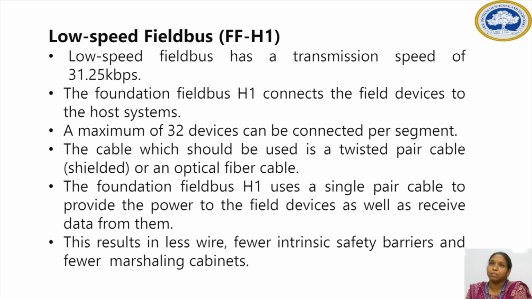Low speed field bus. Low speed field bus has a transmission speed of 31.25 kilobits per second. The foundation field bus H1 connects the field device to the host system. A maximum of 32 devices can be connected per segment. The cable used is a twisted pair cable, or it can be an optical fiber cable. The foundation field bus uses a single pair cable to provide the power to the field device as well as receive the data from them. This results in less wire, fewer intrinsic safety barriers, and fewer marshalling cabinets.